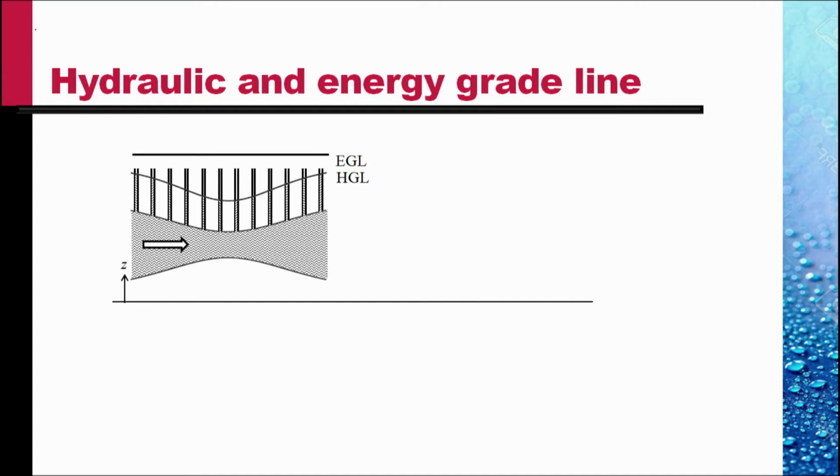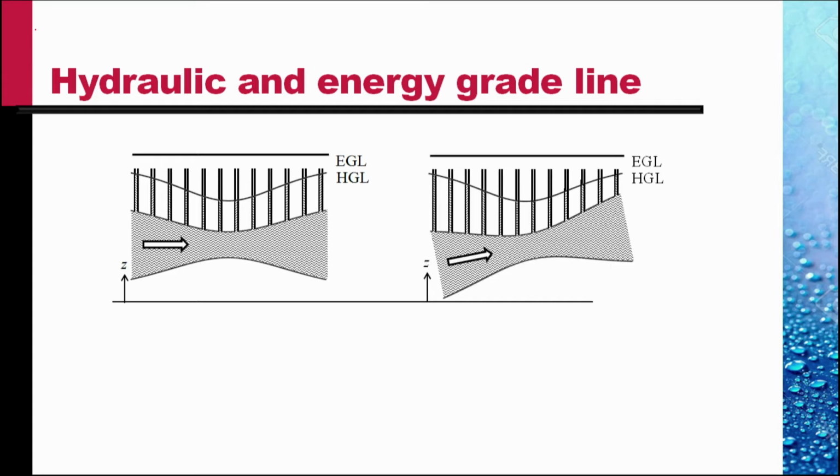If this channel were inclined at an angle as shown, as you go up the channel, the elevation head would increase, but the pressure head would decrease accordingly, so that the hydraulic grade line would have exactly the same shape as before, and so would the energy grade line.